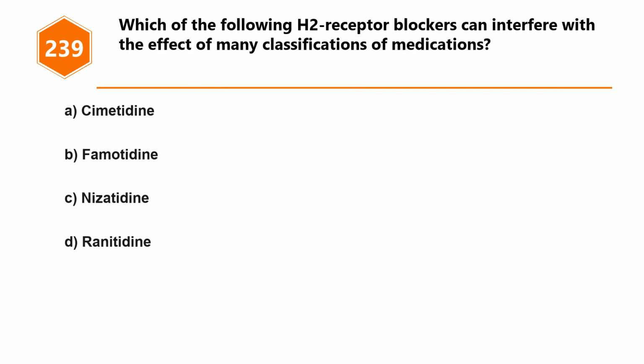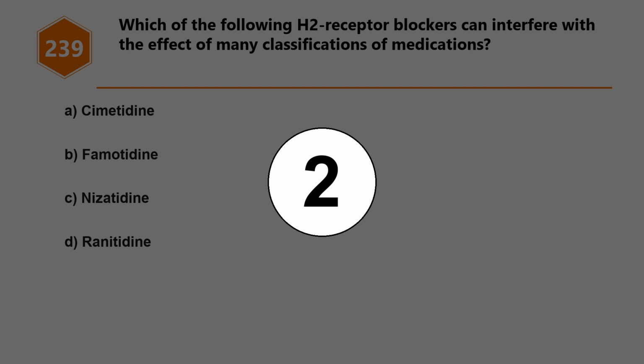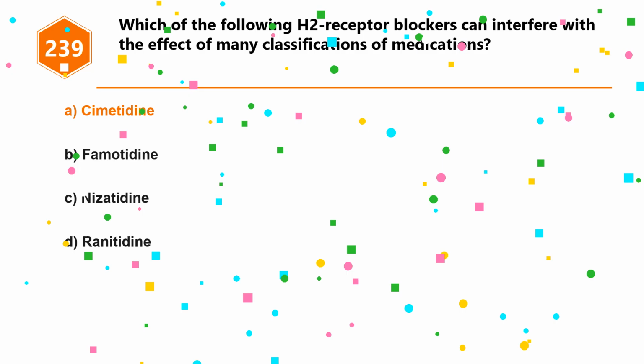Question 239. Which of the following H2 receptor blockers can interfere with the effect of many classifications of medications? Option A, cimetidine. Option B, famotidine. Option C, nizatidine. Option D, ranitidine. The correct answer is option A, cimetidine.